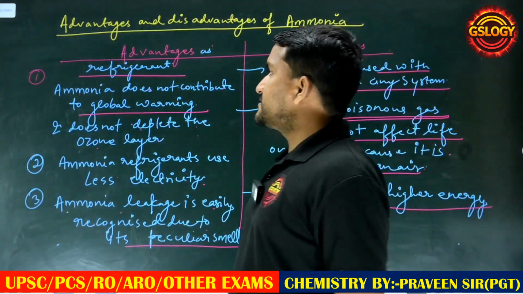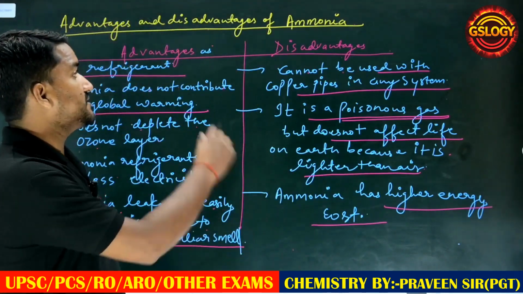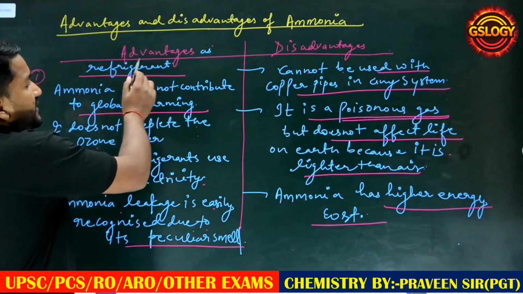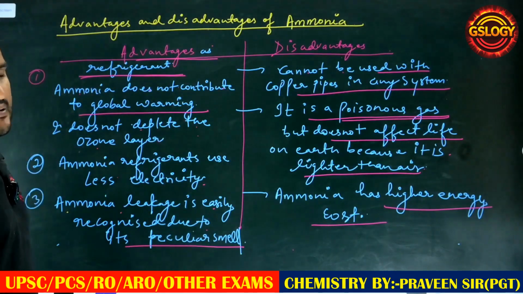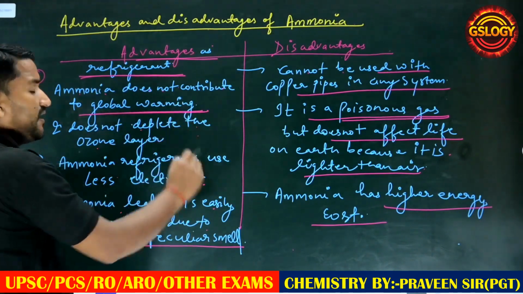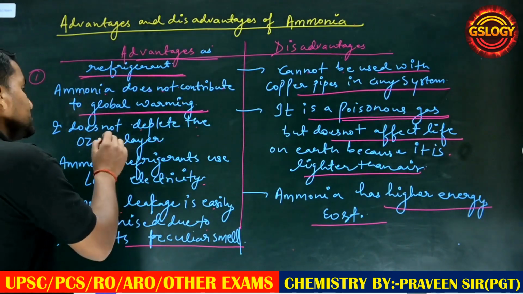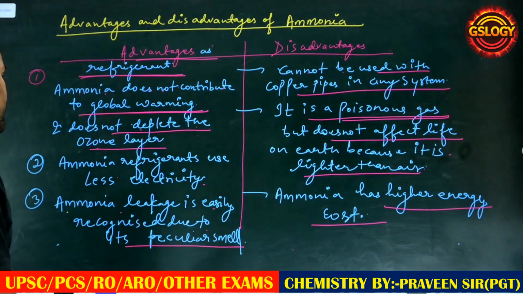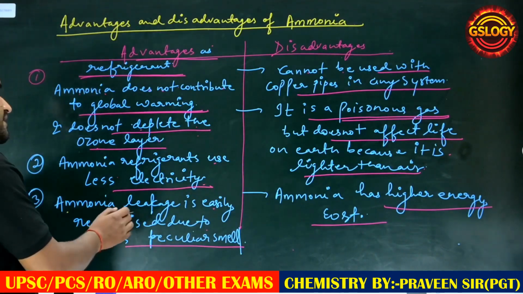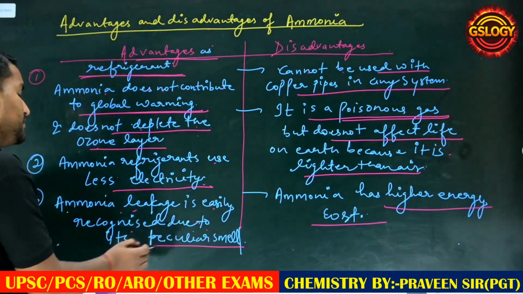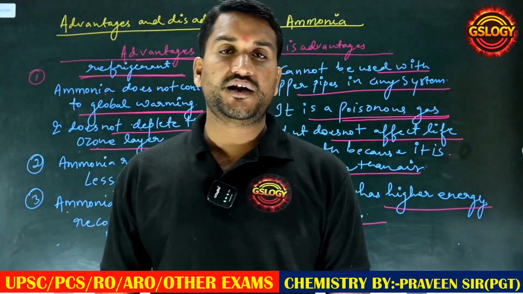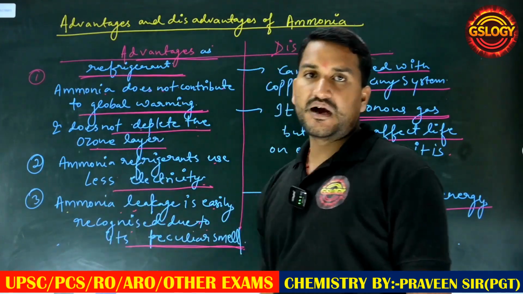Next topic is the advantages and disadvantages of ammonia. What are the advantages of ammonia? As a refrigerant, you know very well, ammonia is used as a refrigerant. Ammonia does not contribute to global warming and does not deplete the ozone layer. Ammonia uses less electricity. Ammonia leakage is easily recognized due to its peculiar smell. So these are the advantages of ammonia.